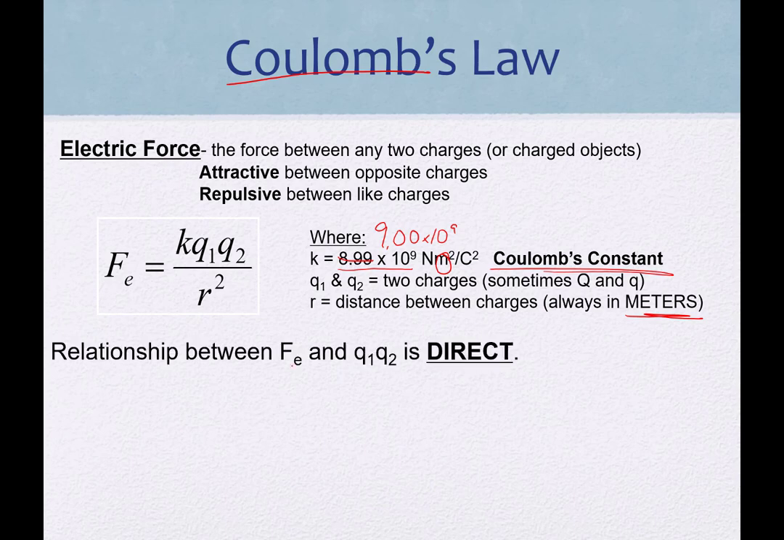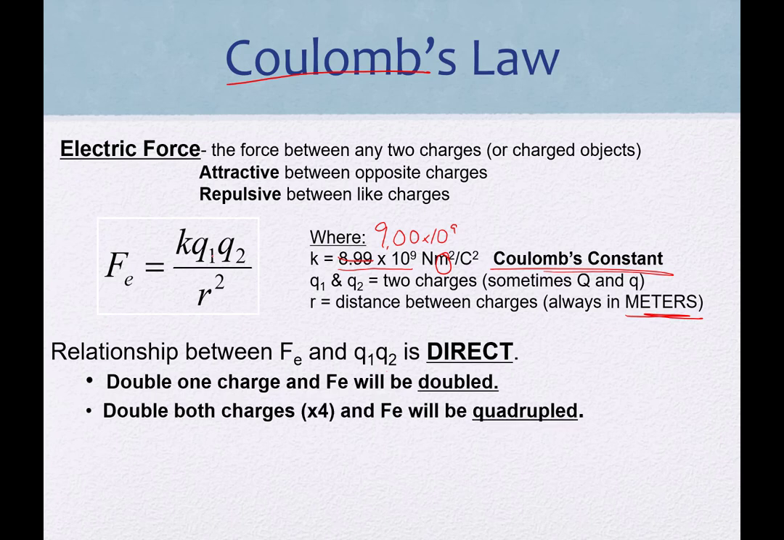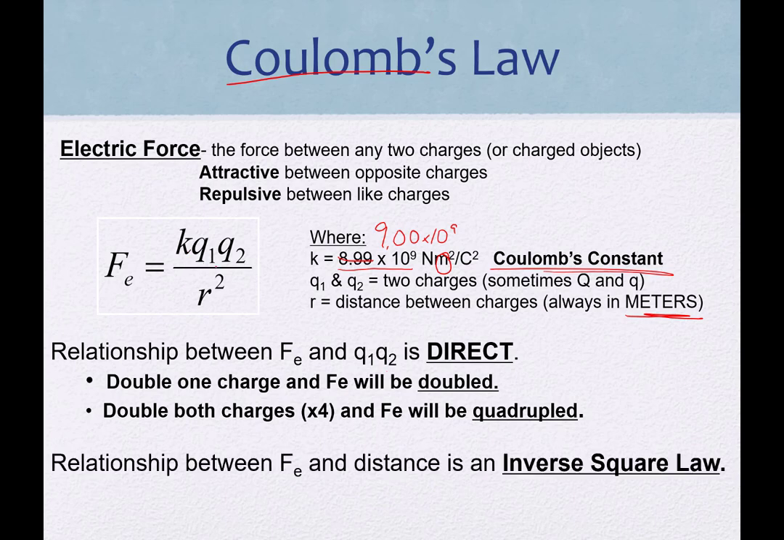The relationship between force and the product of the two charges is direct. So the stronger one charge is, the stronger the force is. The stronger the other charge is, the stronger the force is. The stronger the product, the stronger the force. Double one charge, the force will be doubled. Double both charges, and the force will be quadrupled, because it's times two and times two again. The relationship between force and distance is an inverse square law, which means if you double the distance, the force will be one quarter as large, because you're multiplying the distance times two, the force is divided by two squared. Divided by two squared is one fourth.